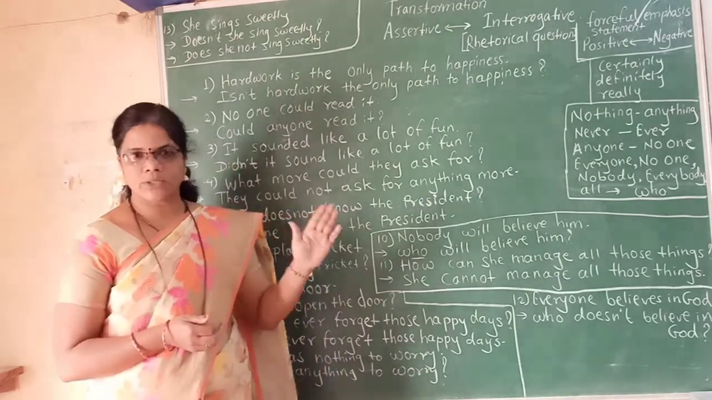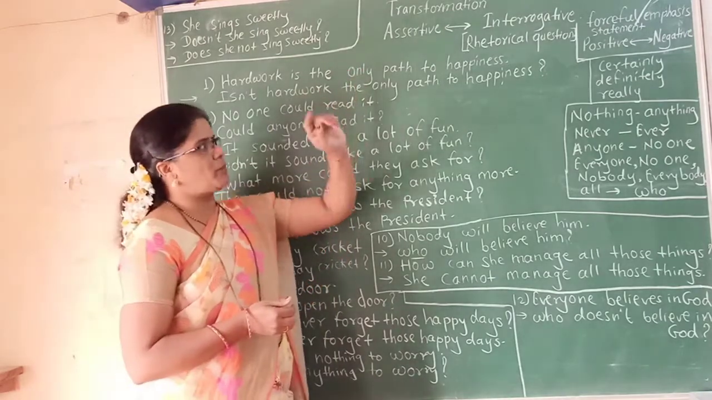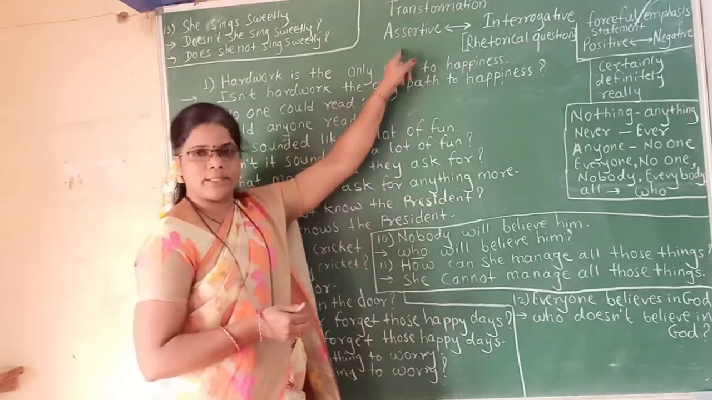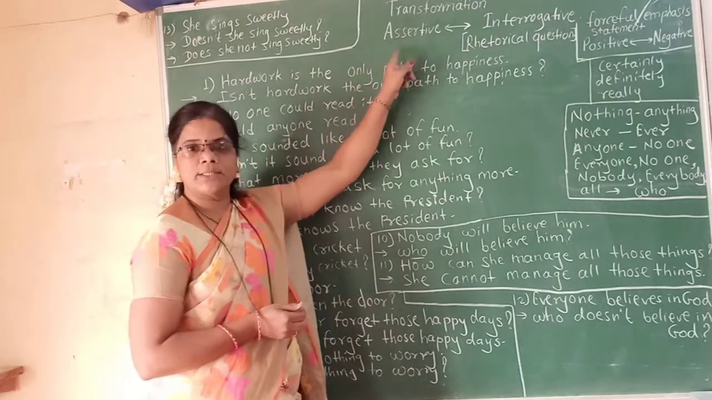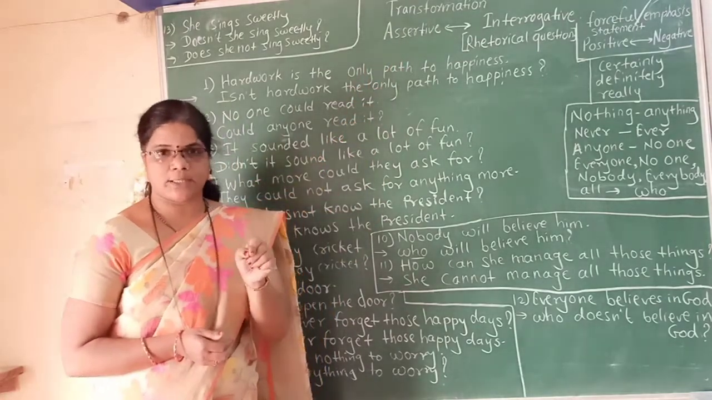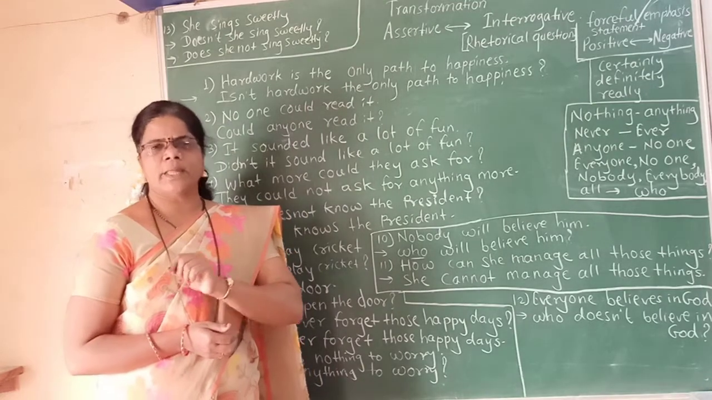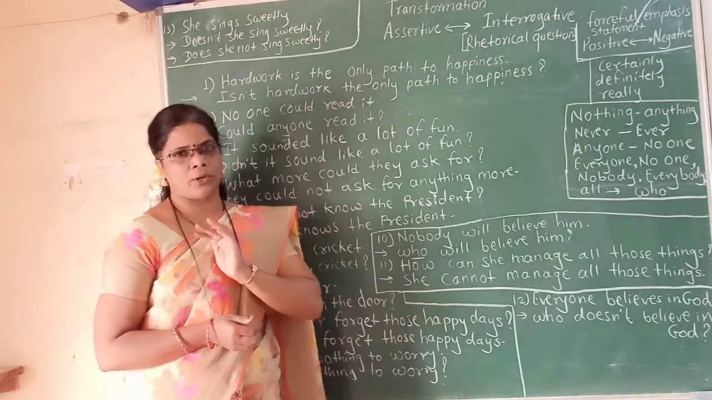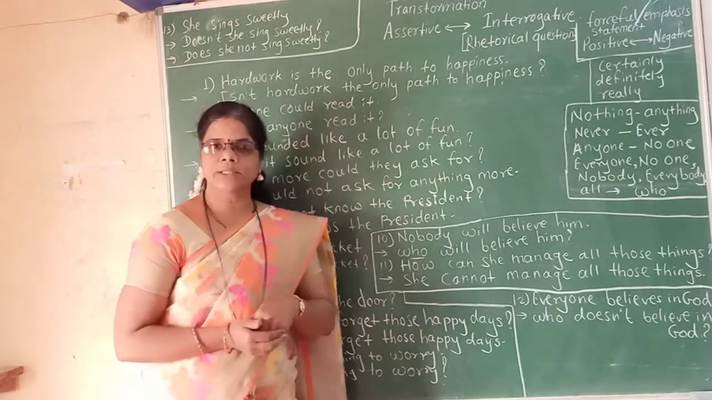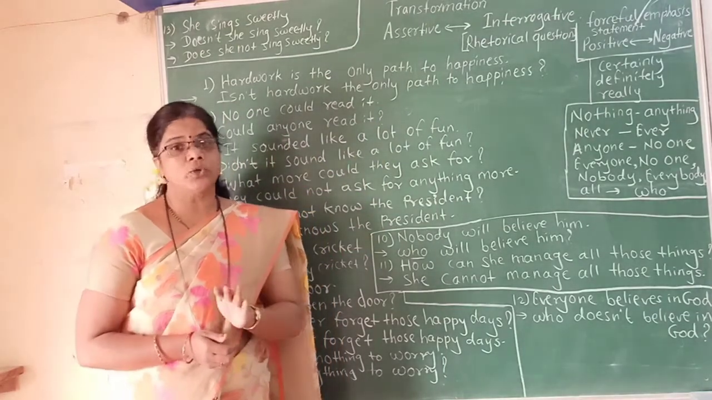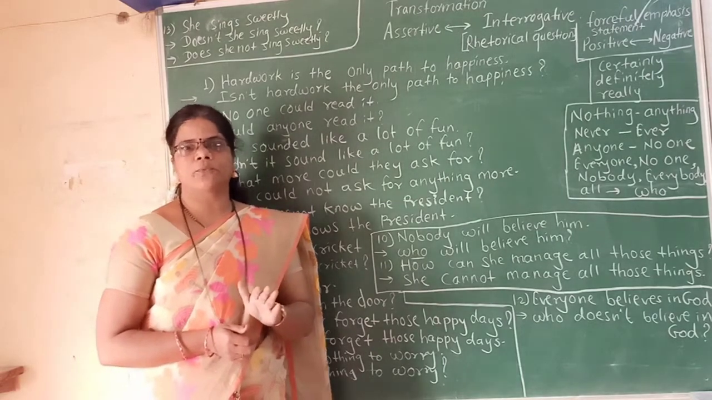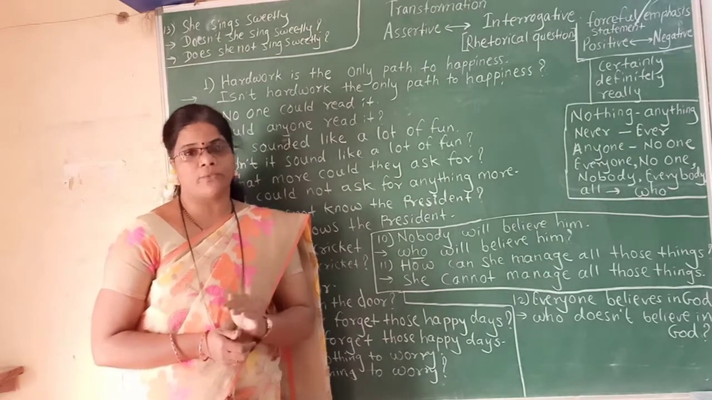So friends, in this video we are going to see transformation. Here I would like to repeat one thing: assertive sentences start with a subject and end with a full stop. That subject may be a noun or pronoun. Then interrogative sentences are of two types, WH questions and yes-no type questions. These yes-no type questions are also called verbal questions.